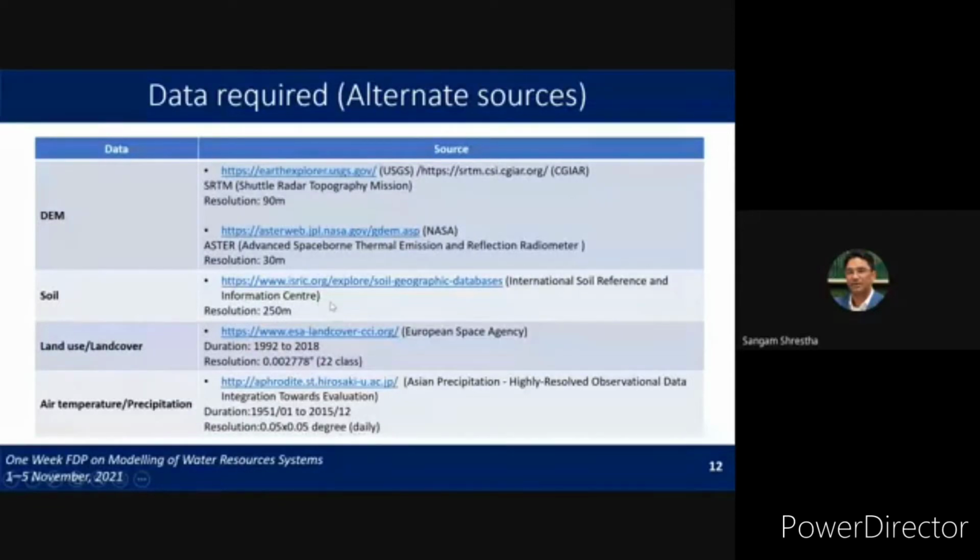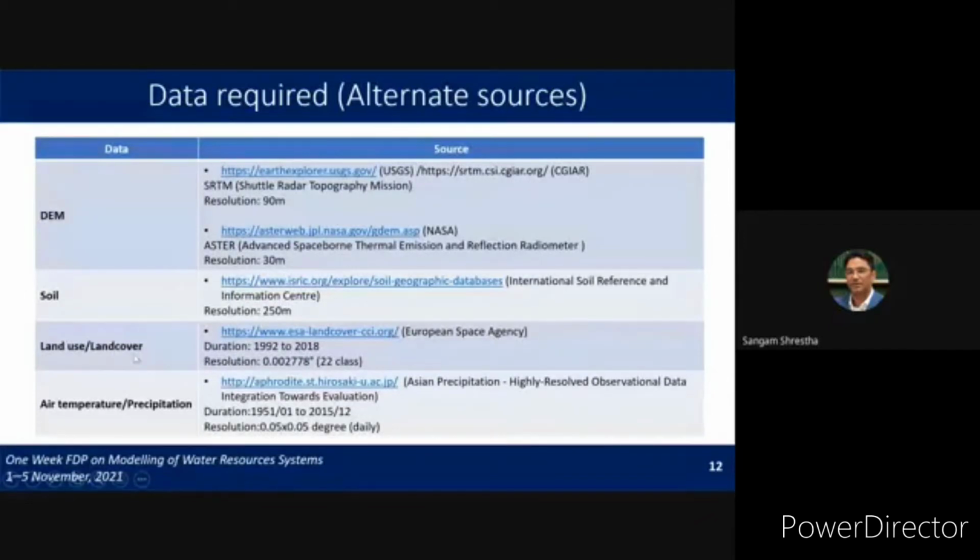Recently, very high resolution soil data is available from the International Soil Reference and Information Center, at 250-meter resolution. But there are other websites where you can also download soil data, for example, the Food and Agriculture Organization of the United Nations. But those are coarse resolution soil data.